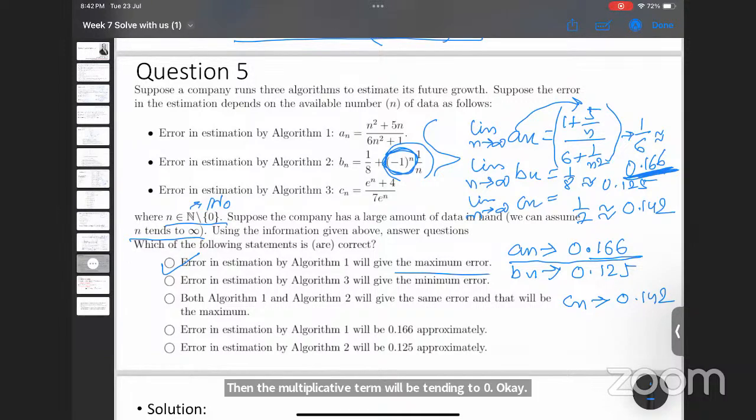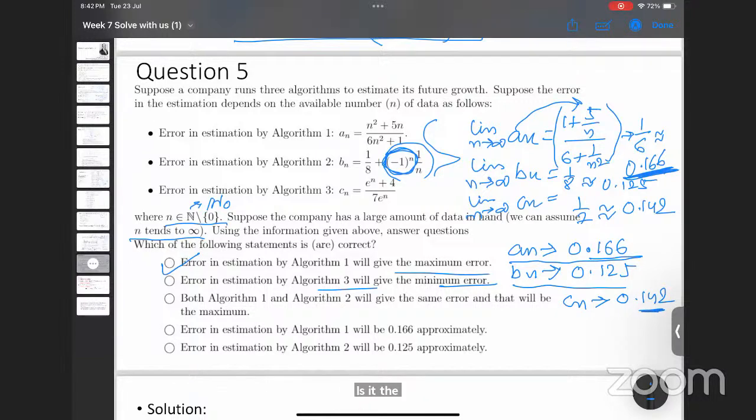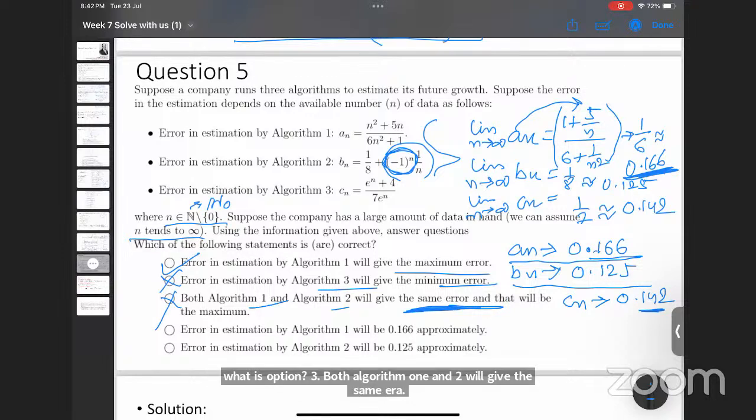So what about the second option? Algorithm 3 will be the minimum error. Is it the minimum? No, clearly this is the minimum, right? So this is again wrong. And what is option 3? Both algorithm 1 and 2 will give the same error. This is wrong, right? Because these things are not the same. So this is again a wrong answer.